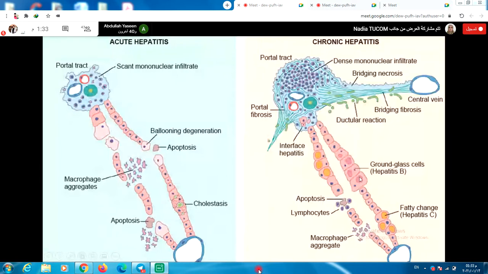Hepatocyte hepatitis B S antigen or ground glass appearance of hepatocyte is due to presence of hepatitis B S antigen within the cytoplasm. Fatty change, micro or macrovesicular, in hepatitis C with associated lymphoid aggregate and ductular reaction. So chronic changes, bridging fibrosis, which is the start of cirrhotic nodule.